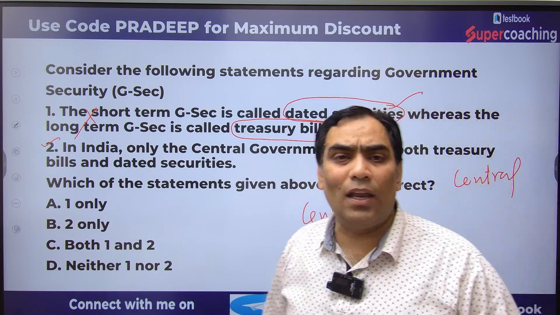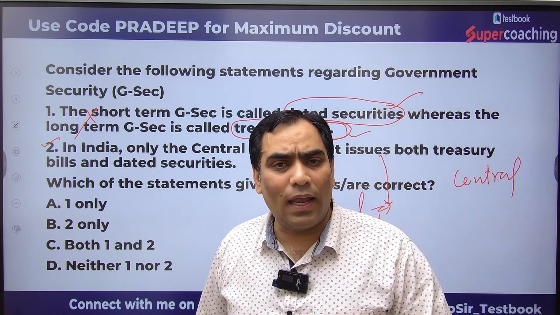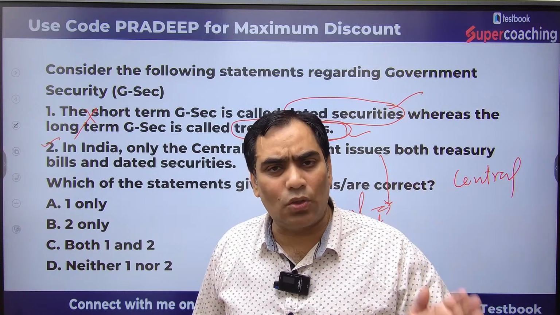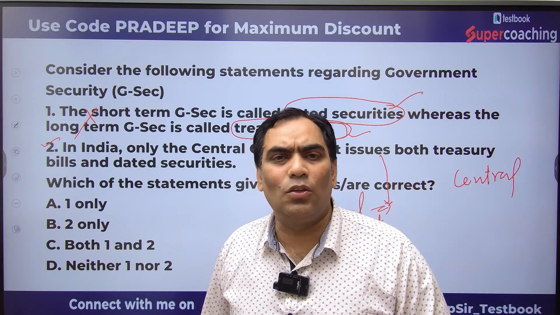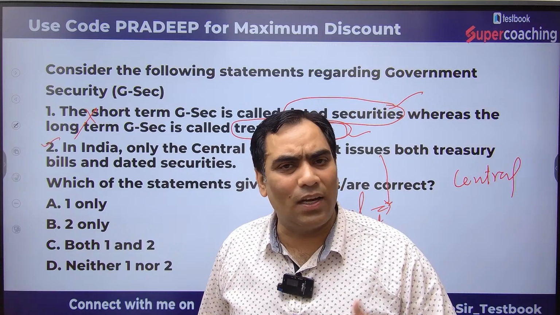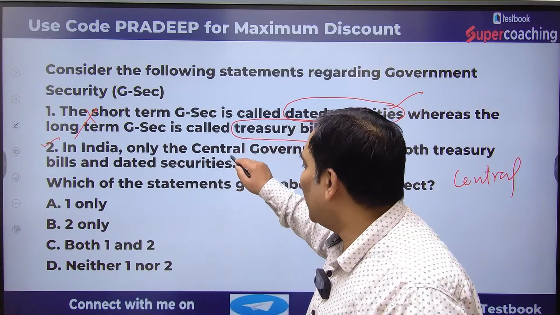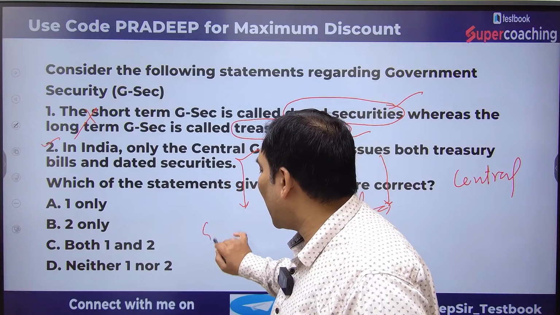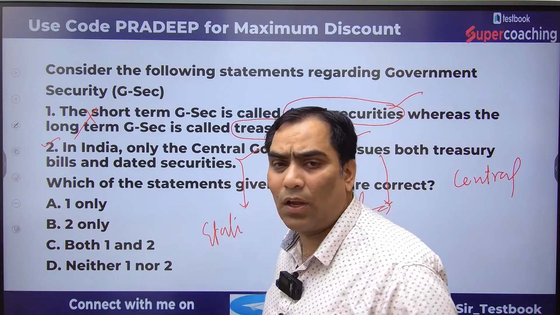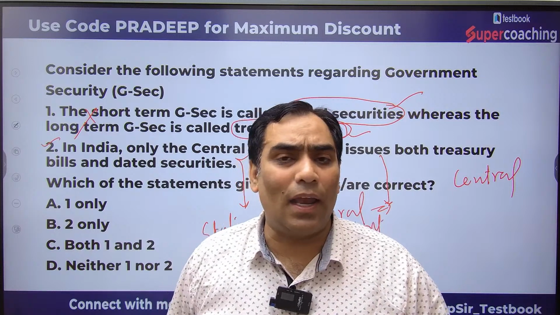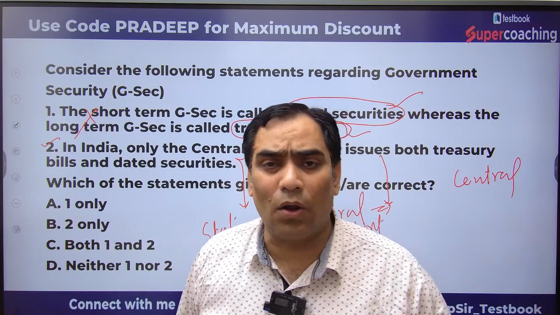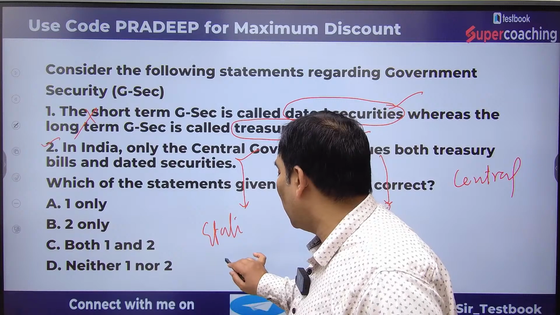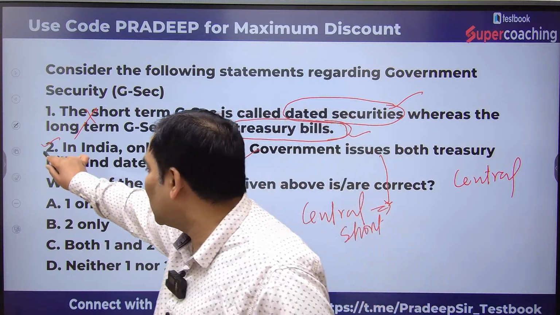Union government can issue both types of security. They can issue treasury bills, that is short term security, and they can issue long term security, that is dated security. Whereas the state governments can only issue long term security. State government can only issue long term security. They cannot issue short term security. That's why the second statement is correct.